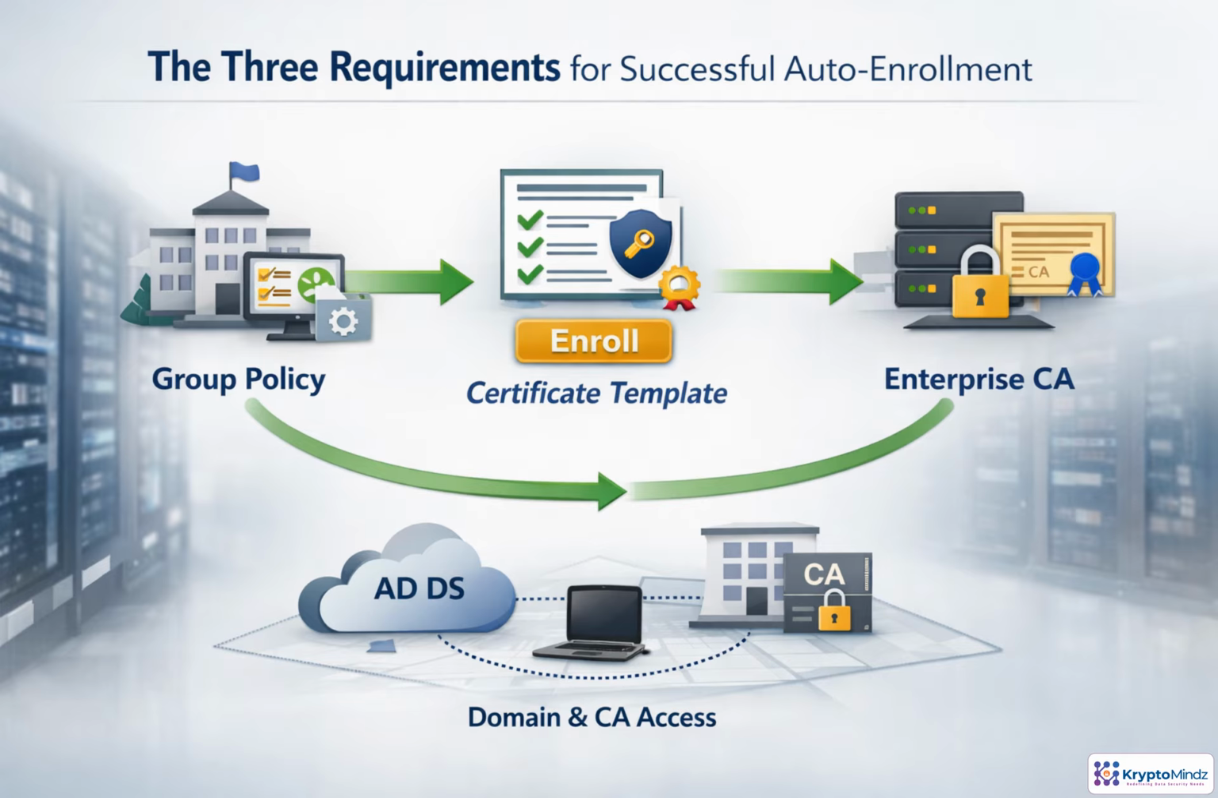Another way to see that chain is as a set of conditions that all must be true. First, the computer or user has to be in scope of a GPO that enables auto-enrollment. If the GPO doesn't apply, nothing else matters. Next, the certificate template must grant read, enroll, and auto-enroll permissions to that identity. Finally, the Enterprise CA must publish and issue that template. All of this only works if the client is domain joined and can reach both Active Directory and the CA over the network.